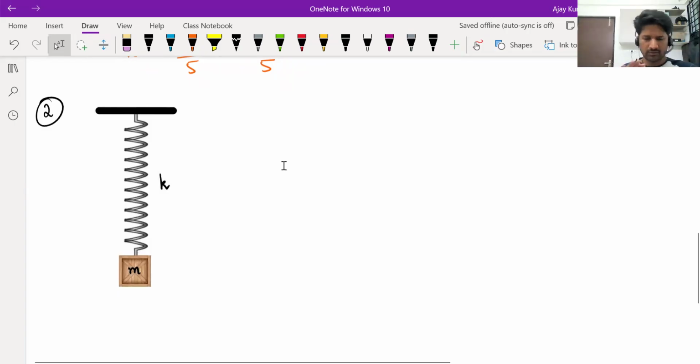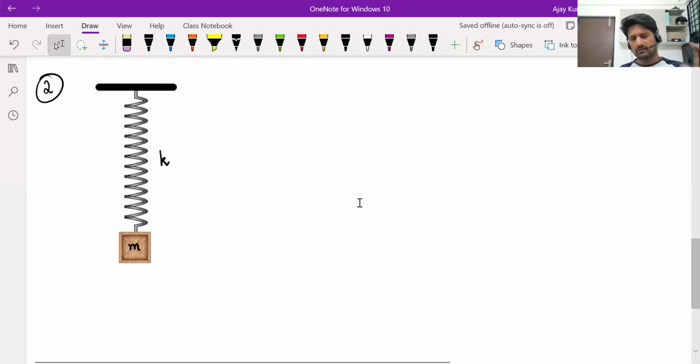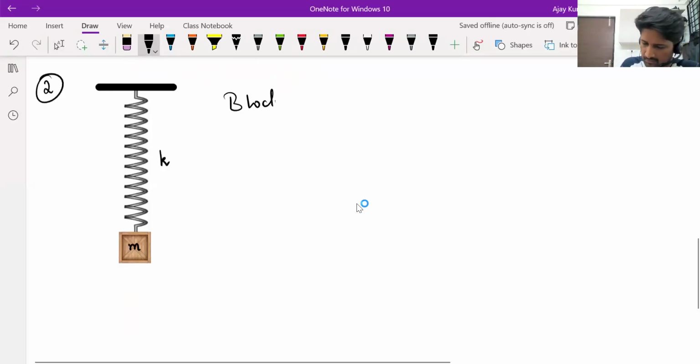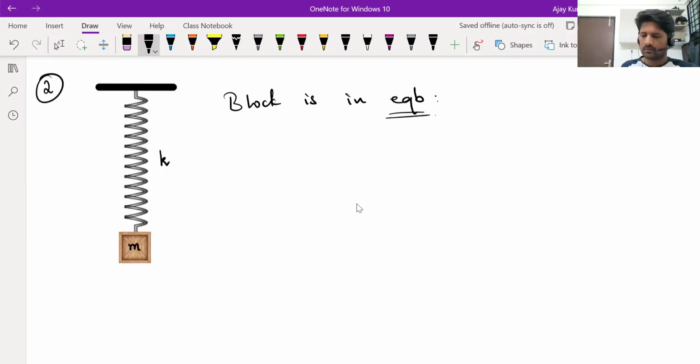Fine. So spring constant is K, mass of the block is M. Let's assume the block is in equilibrium. Tell me, should the spring be exerting any force on it or not? I think we had discussed this before also. If the block is in equilibrium, should the spring be exerting any force on it or not?